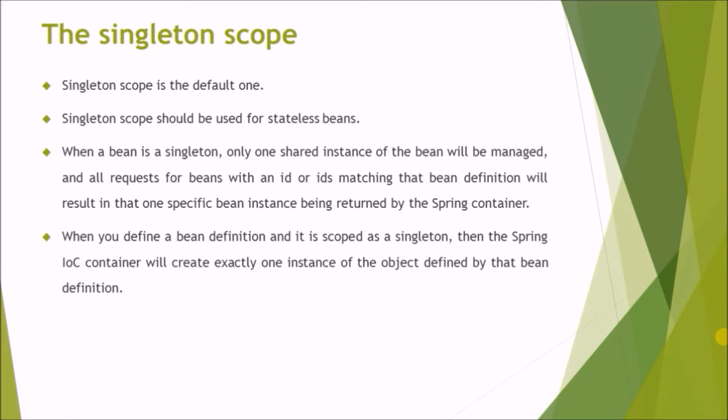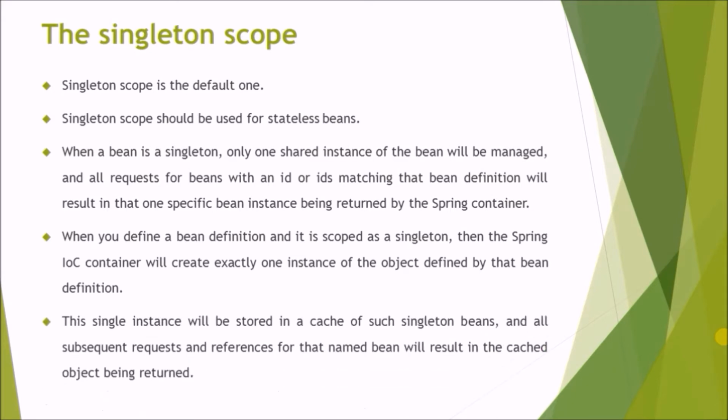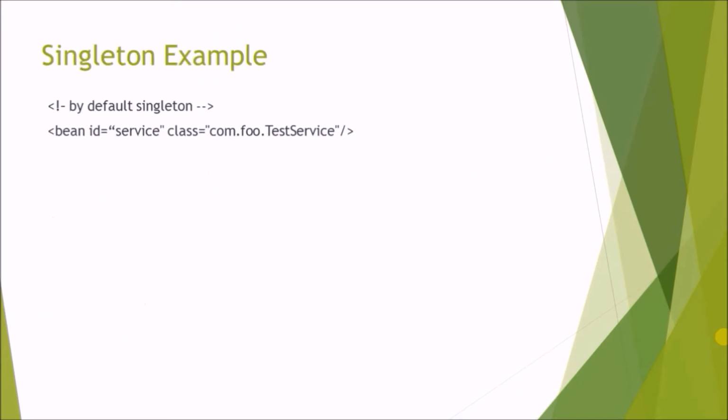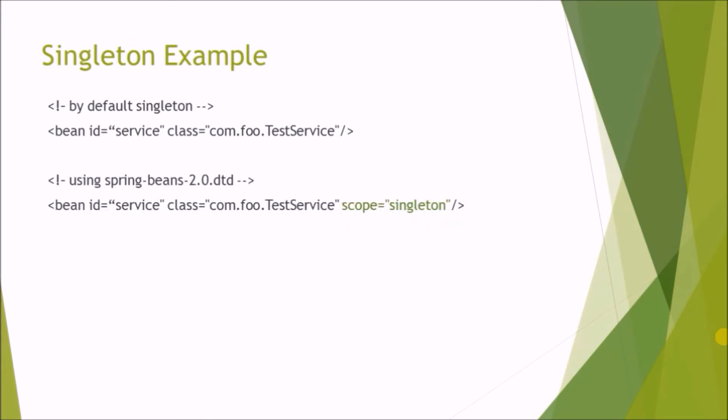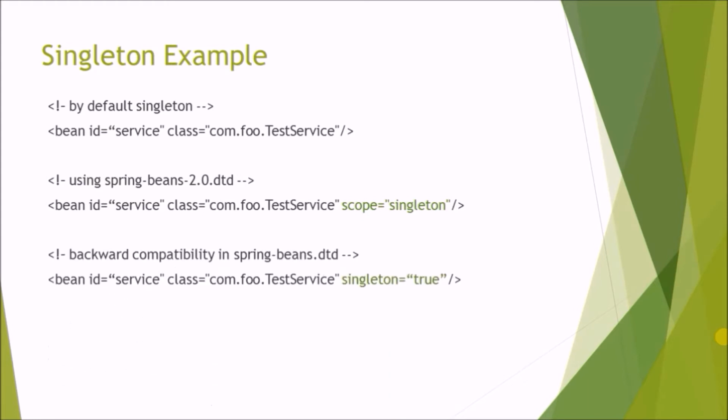When you define a bean definition and it is scoped as a singleton, then the Spring IOC container will create exactly one instance of the object defined by that bean definition. This single instance will be stored in a cache of such singleton beans, and all subsequent requests and references for that named bean will result in the cached object being returned. Singleton example. First of all, beans are singleton by default. If you want, there is an attribute called scope, and set the value as singleton. There is one more attribute called singleton, and set the value true.